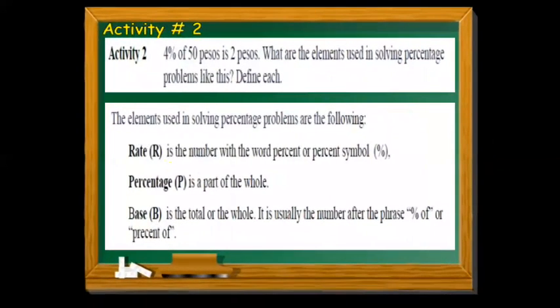Okay? So we have the first term, we have the rate. So, or R, it is the number with the word percent or percent symbol. So kapag may percent, yan na yung ating rate. Kagaya sa example na to, of course, 4%, ayan na siya. And then percentage is a part of the whole. So ibig sabihin, 4% of 50 pesos is 2 pesos. So ibig sabihin, 2 pesos yung ating percentage niya. Kasi part siya ng whole eh.